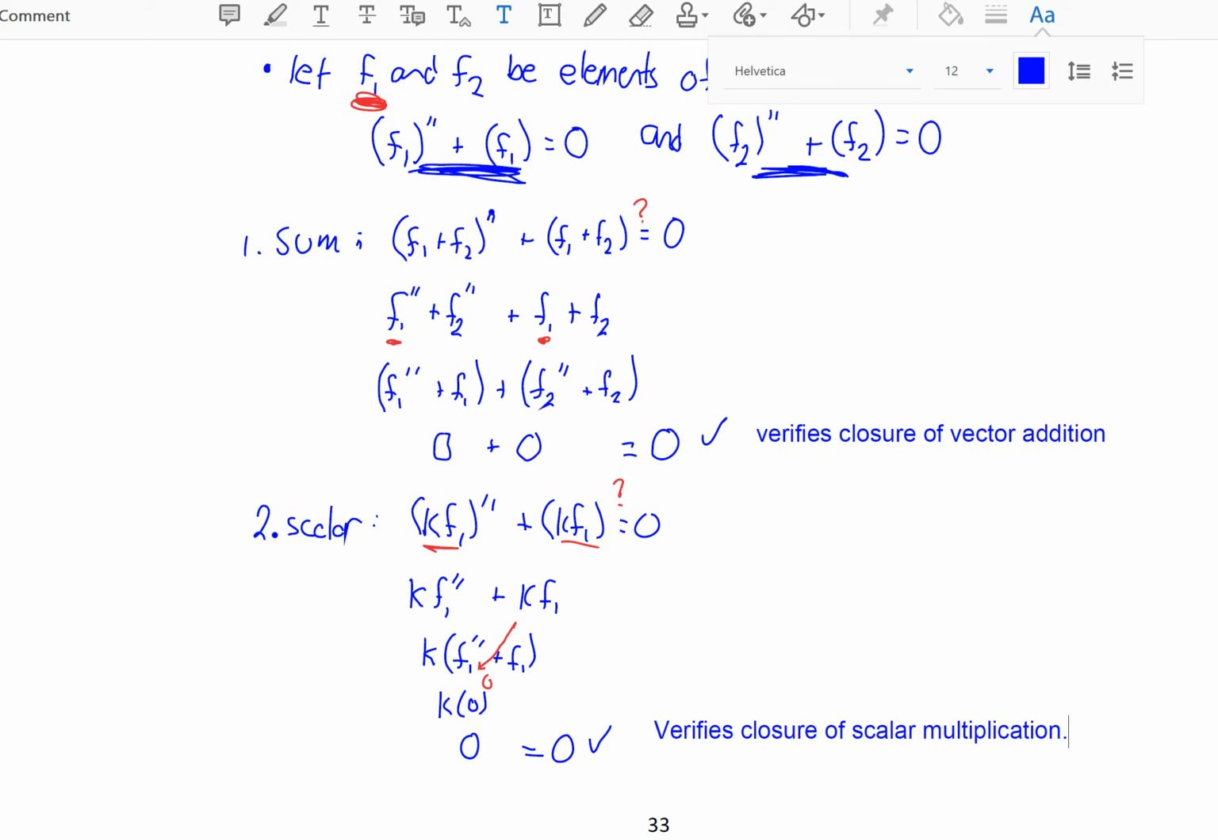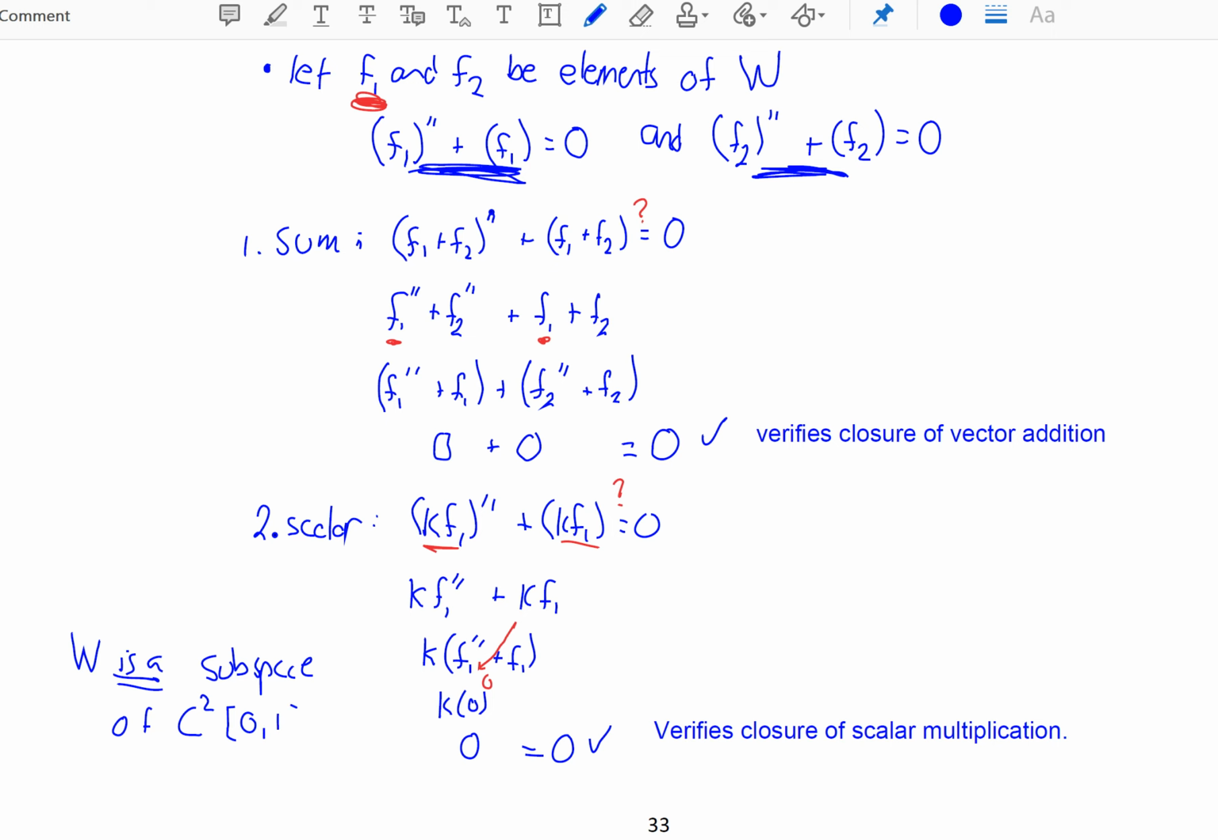And since we have satisfied the closure properties, we can now state W is a subspace of functions that have continuous second derivatives on the interval 0 to 1. Check.